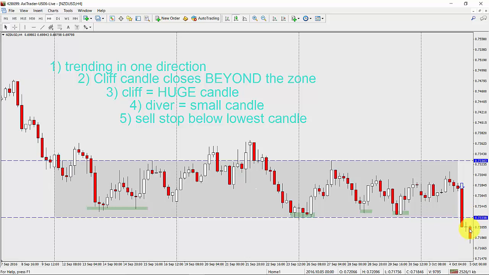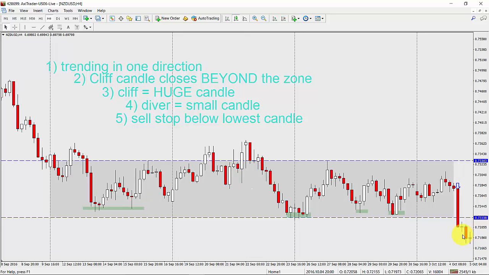Okay. Now, ideally, I would wait two candles for it to go. So if it doesn't go lower on the first candle, which it usually does, then I would wait for the next one. And in this case, you can see we broke lower in the first candle there. Oh, and the stop loss. Let's talk about stop loss.